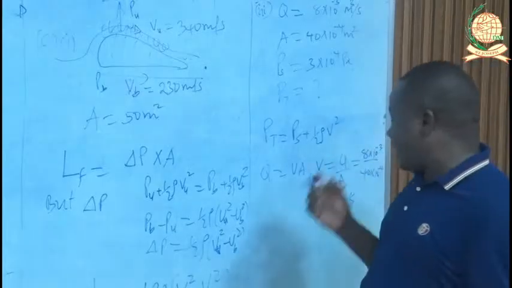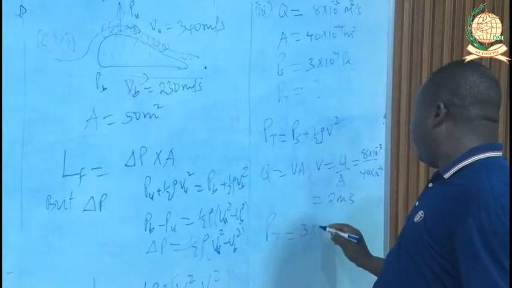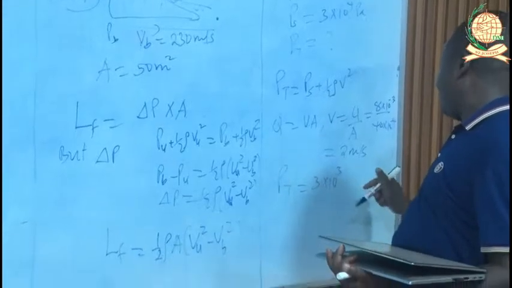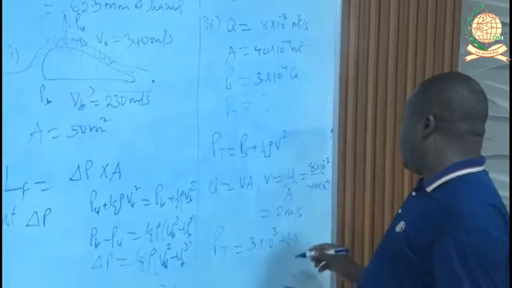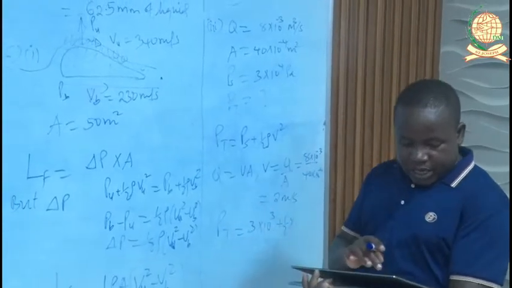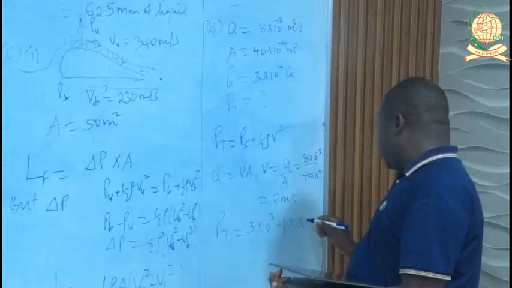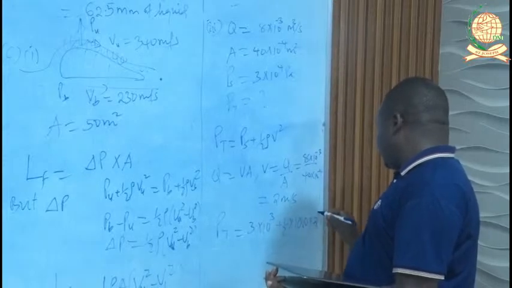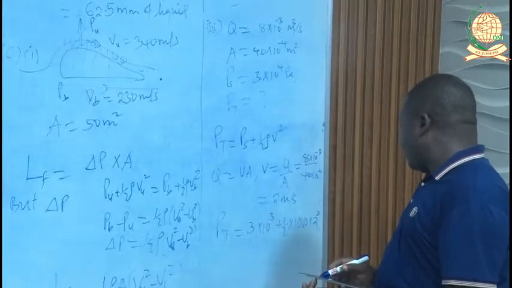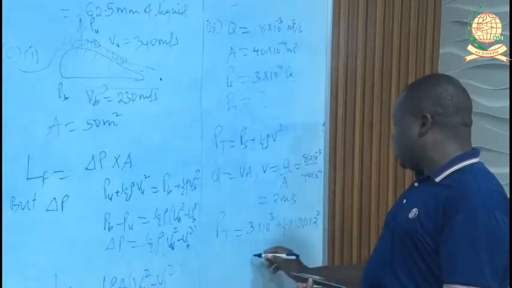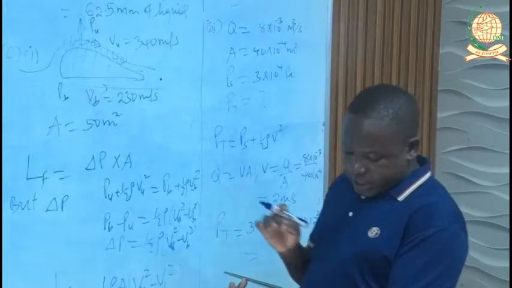So you can apply it there and find the total pressure equals static, which is 3 times 10 exponent 3, plus a half times the density. What is the density of the fluid? The fluid is water, so this is 1,000 times the velocity squared, which is 2 squared. So you get the answer for the total pressure. We move to part D.